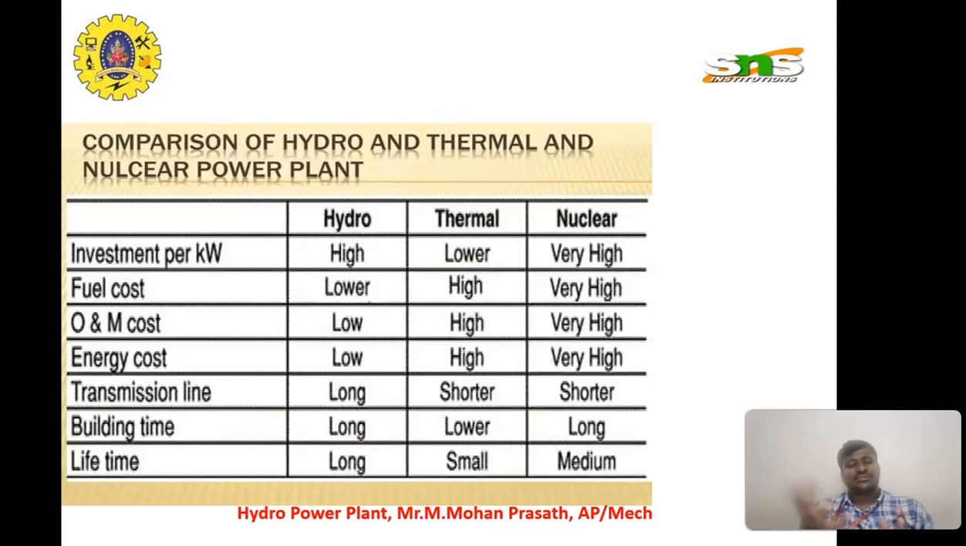Next, we will see the comparison of hydro power plant with the other power plants. In terms of investment, the hydro power plant may be high when compared to the thermal and the nuclear. The fuel cost for the hydro power plant may be lower when compared to the thermal and nuclear power plant. The energy cost may be low for the hydro plant, high for the thermal and nuclear power plant. The transfer line may be longer for the hydro, but shorter for the nuclear and the thermal power plant.